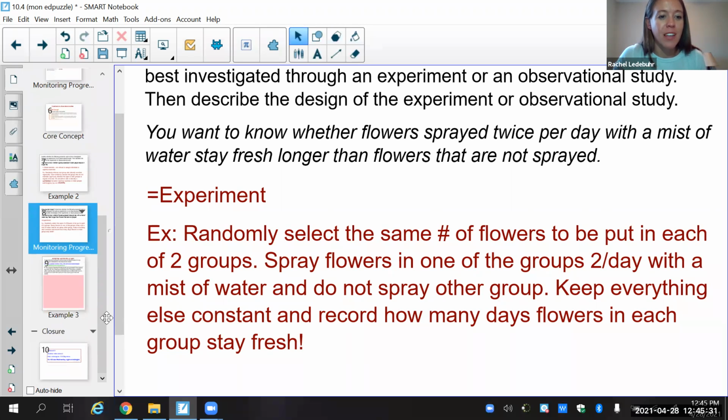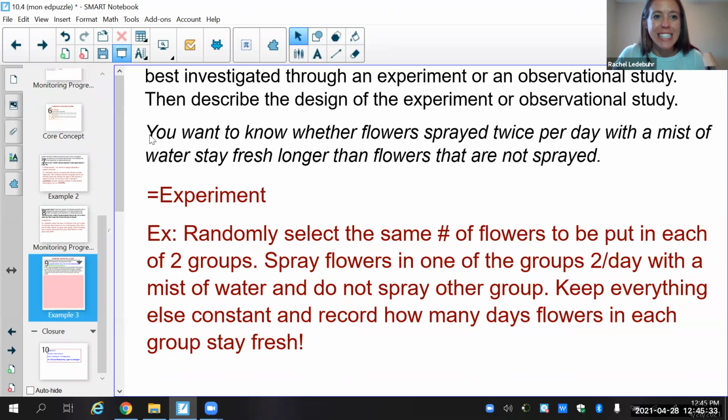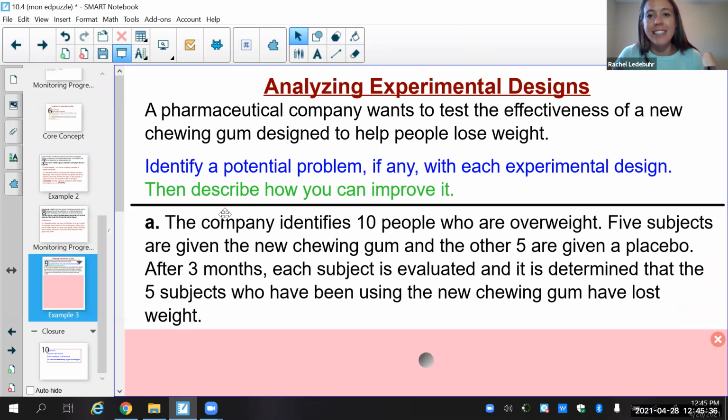Nice job. One last little bit to discuss, how to analyze experimental designs, okay? Let's say that a pharmaceutical company wants to test the effectiveness of a new chewing gum designed to help people lose weight. First, we want to read through this experimental design. We're going to go through a few different ones, but this is our goal: we want to identify potential problems in each of them and then describe how we can improve it.